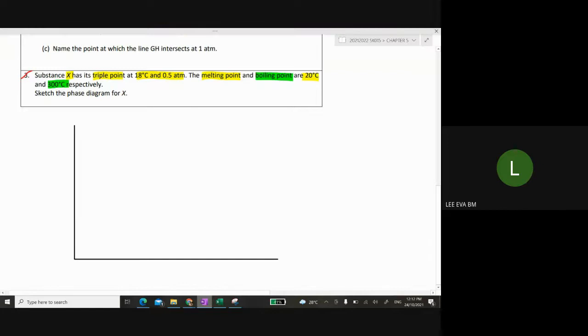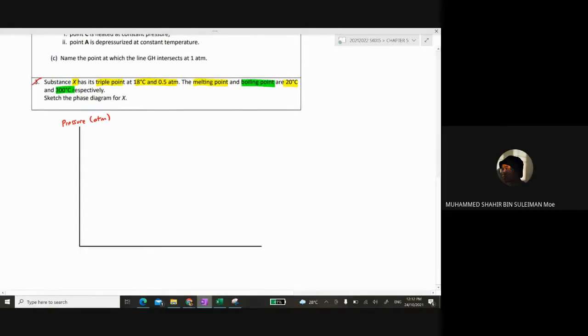First thing first, what is my y-axis? Pressure. Okay, pressure, the usual, in atm because they give it in atm. How about your x-axis? Temperature. What is the unit? Degree Celsius. Thank you. So where should we start first? What information do we have? Triple point.